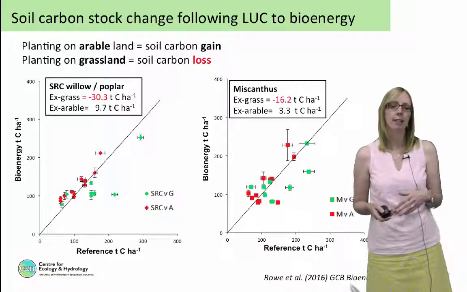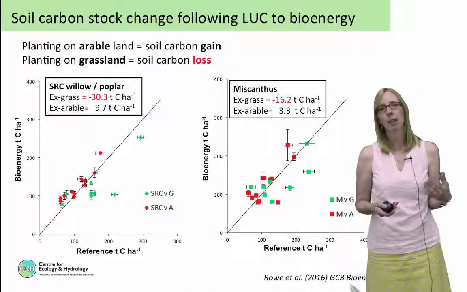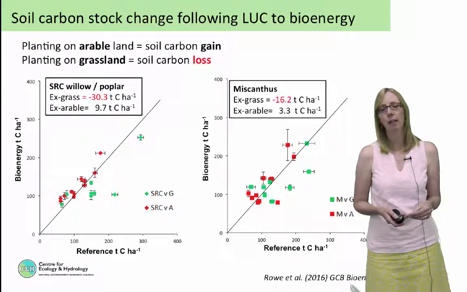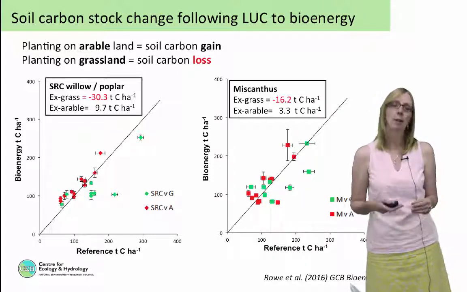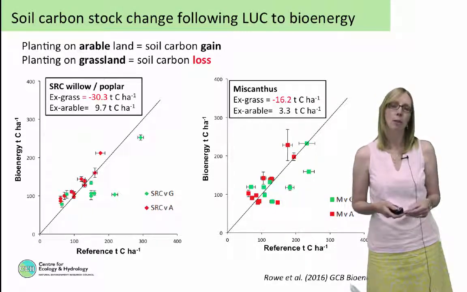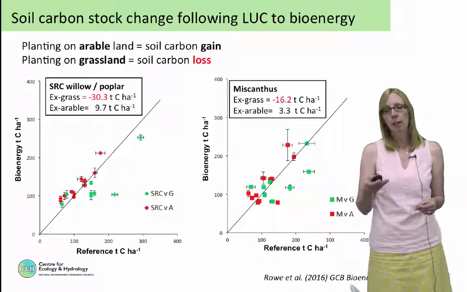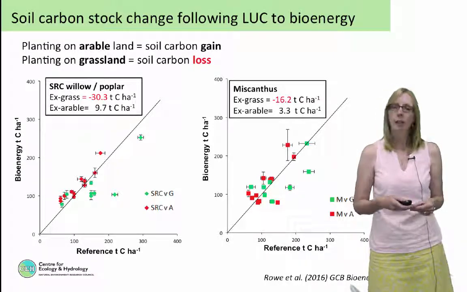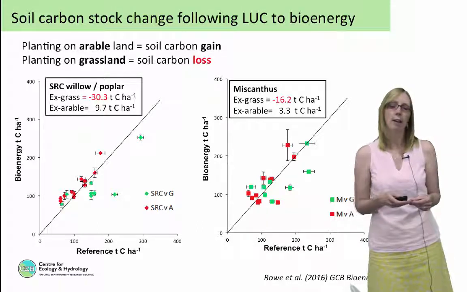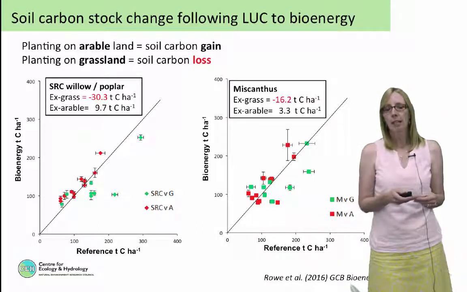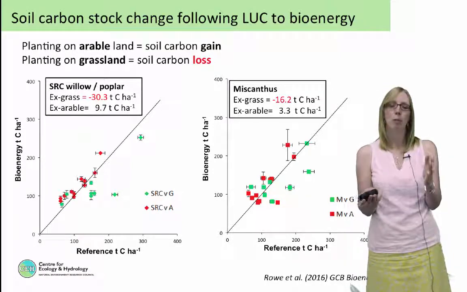Now, as I said, this is data taken from a whole range of sites, and there was lots of variation within the data, but you do begin to see trends in how soil carbon stocks might change with energy crop planting. What's shown on the graphs is a diagonal line in the middle, which is the one-to-one line, and you can see that the green are below the line and they're showing a carbon loss, and the red are above the line typically.